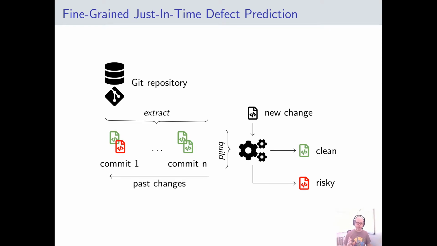The recording of these past changes also introduces their own metrics, which we call just-in-time metrics here. They are things like, for example, developer experience, or how often the file has been changed, or how long ago the last change to this file was.